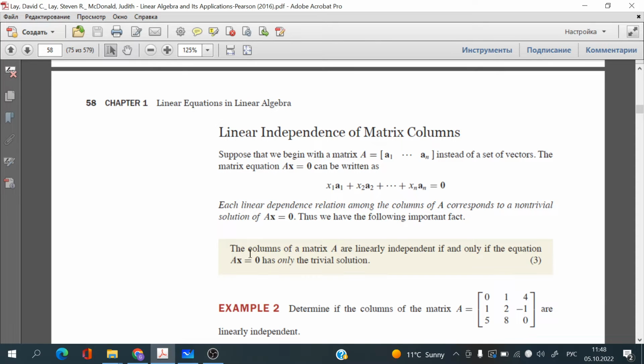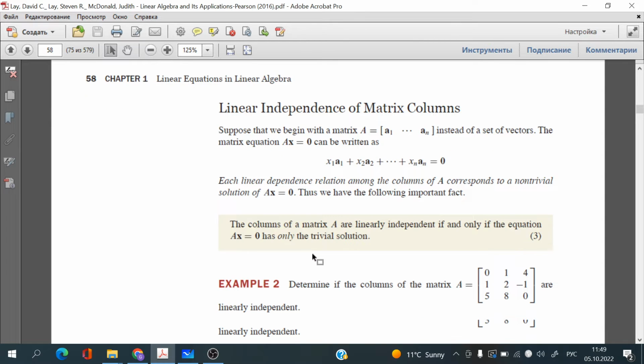Basically, the columns of matrix A are said to be linearly independent if and only if the equation A times x equals 0 has only the trivial solution. Okay? This is very important. If and only if the equation A times x equals 0 has only the trivial solution.